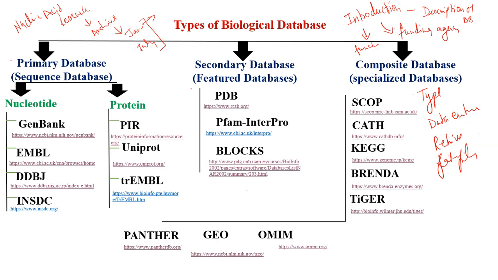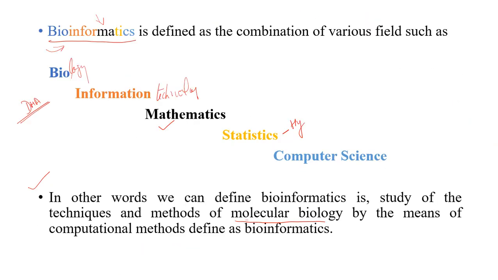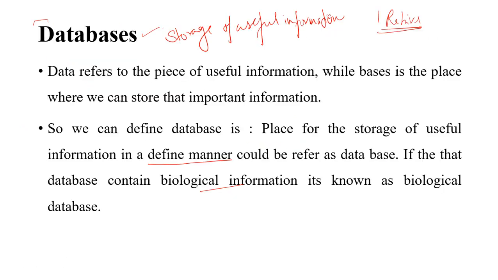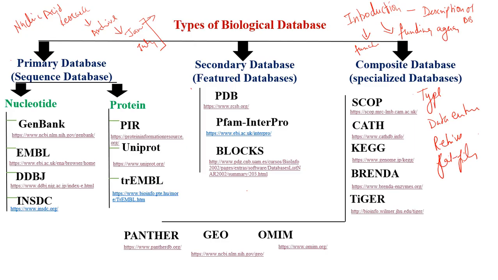So just to conclude, in this lecture we have covered the basics of bioinformatics, what bioinformatics is, what databases are, what a biological database is, what its importance is, and the various types of databases: primary database, secondary database, and composite database.